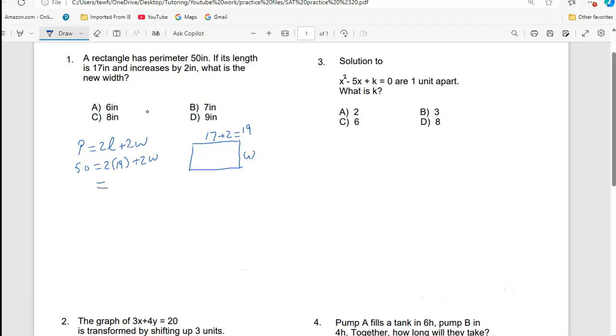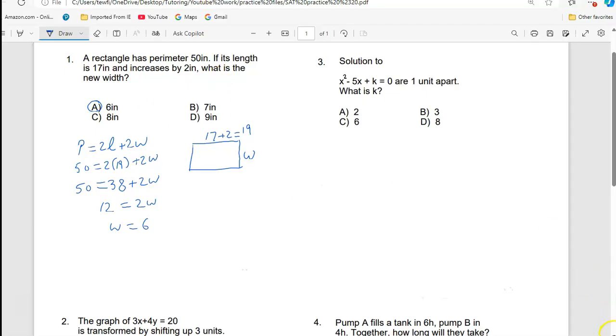So what we're going to get from here is 38. And we're going to subtract 38 from both sides. We're going to get 12 equal to 2W. So divide both sides by 2, and we get W by itself equal to 6. So that is the new width. New width is 6. Choice A.